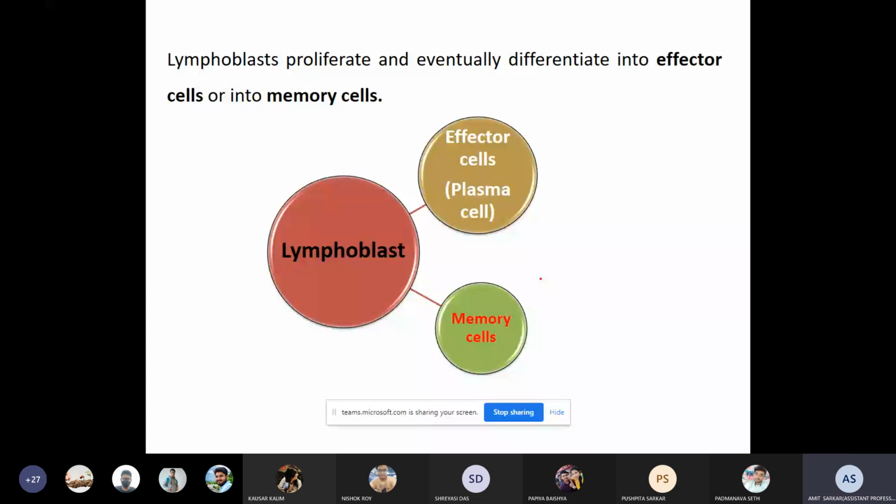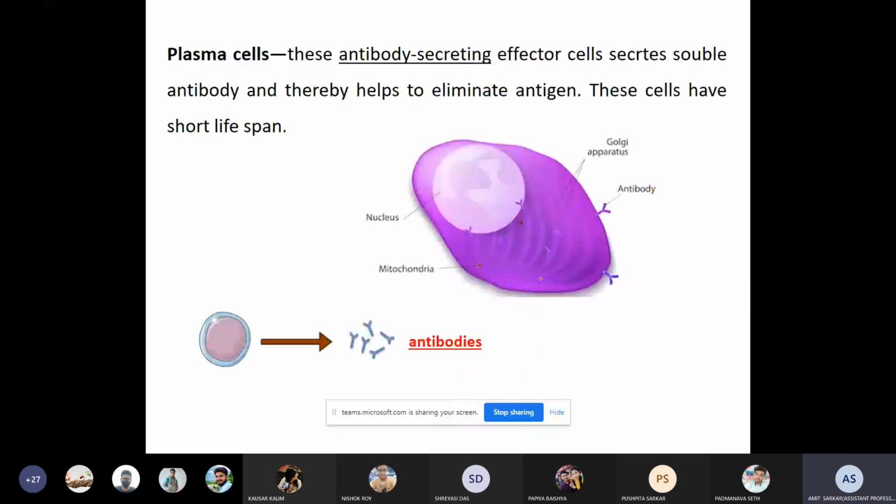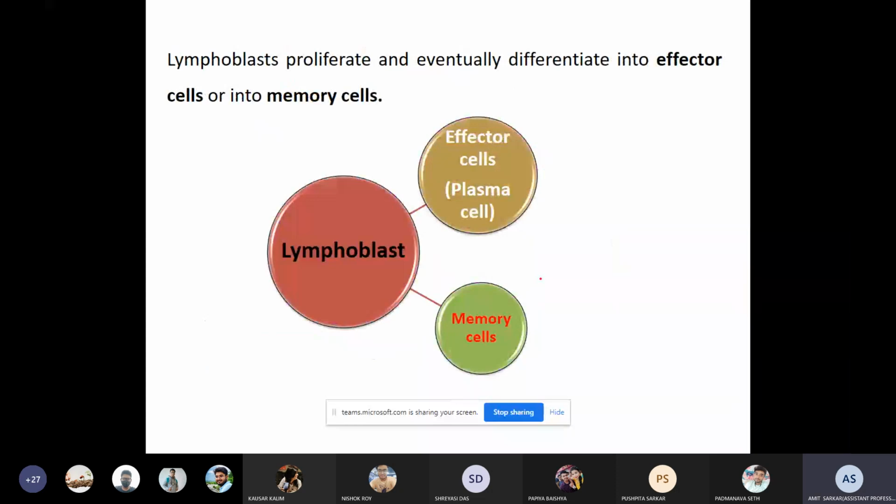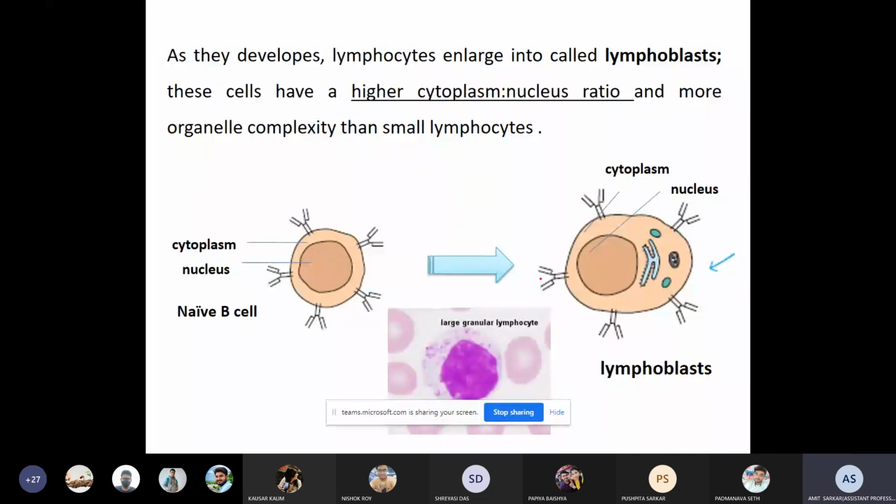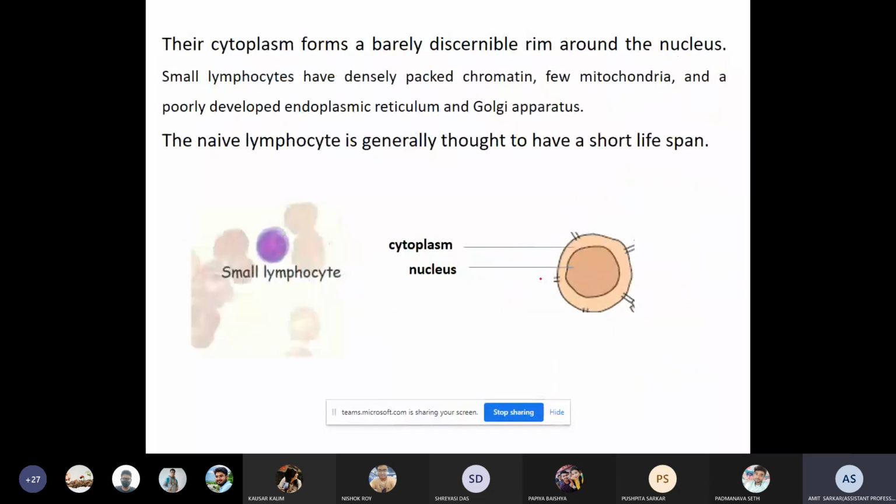Let's see about the plasma cell. The plasma cell is very important. As you can see, it is nothing but a derivation of lymphoblast, and the lymphoblast is coming from the naive B cell or small lymphocyte. The lymphocyte we are talking about is the B lymphocyte. And we know the lymphocyte is one type of agranulocyte.